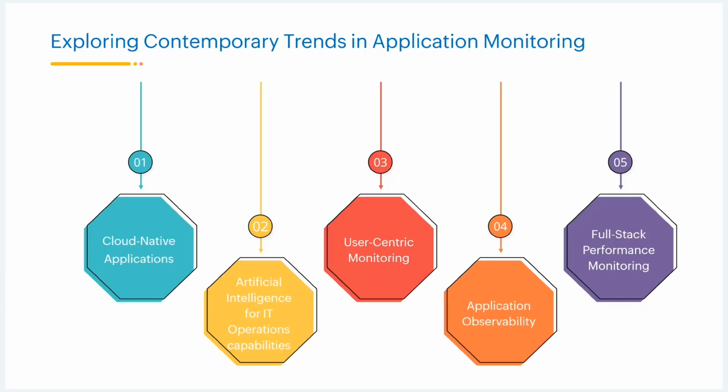The second one is artificial intelligence for IT operations. In this context of application performance monitoring, artificial intelligence and machine learning are used in recent times to enhance and automate IT operations through anomaly detection for identifying unusual deviations, automating IT tasks, predictive analysis for potential future issues using historical data, and optimizing resource allocation and scaling based on the real-time performance of the application.